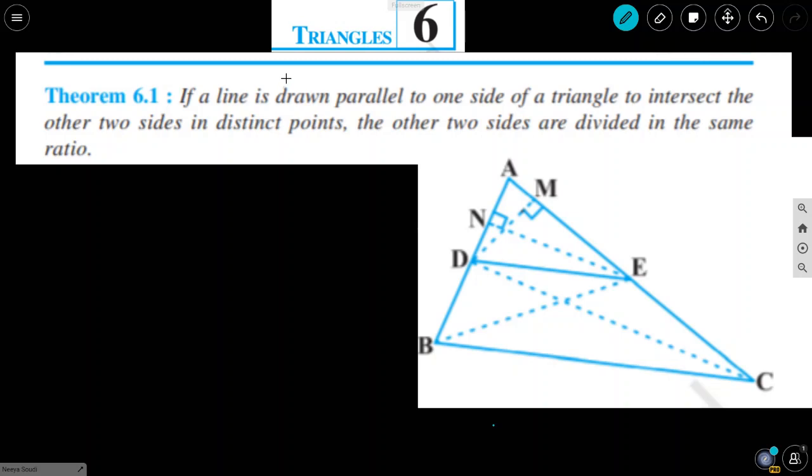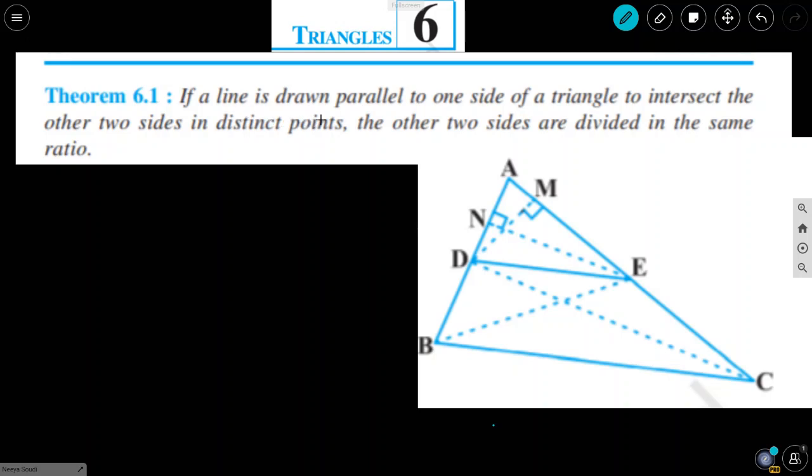This is CPSC 10th grade 6th chapter Triangles. Last video we have done the 6.1 exercise. Before doing 6.2 exercise, you have to learn theorem basic proportionality. Theorem 6.1 basic proportionality theorem. This is very important, many years repeated question.